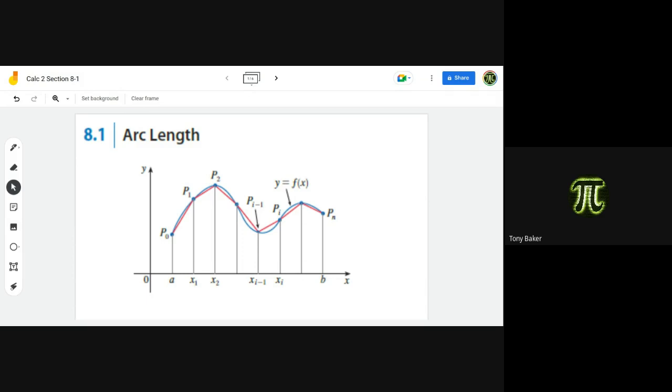So how do you find the length of anything? What's the distance formula? x squared plus y squared, square root of that. Okay, kind of. That's close. It's kind of like the Pythagorean theorem.